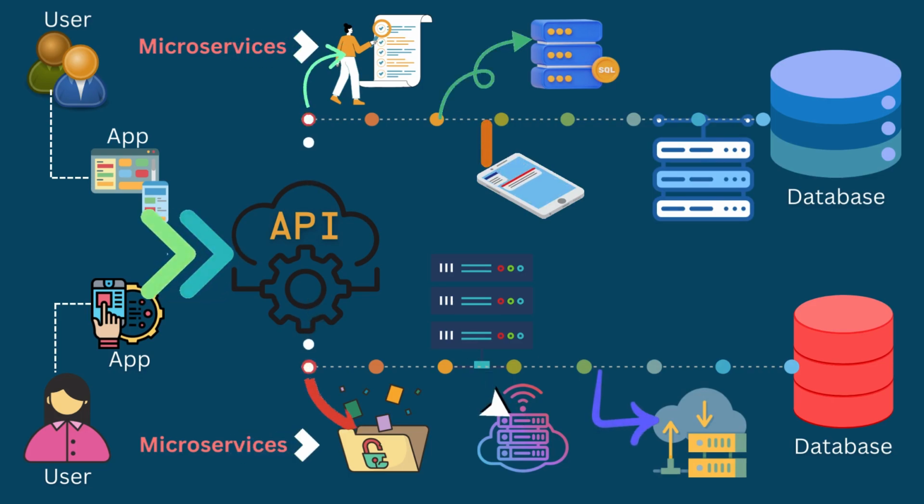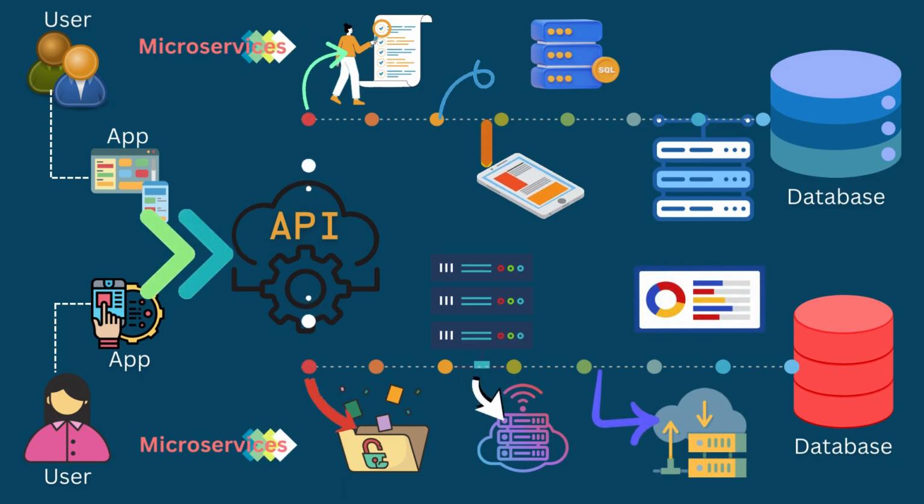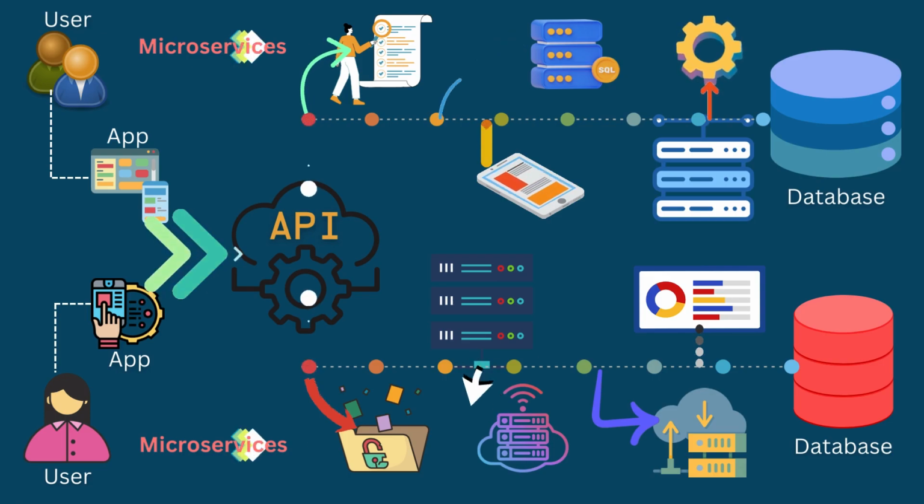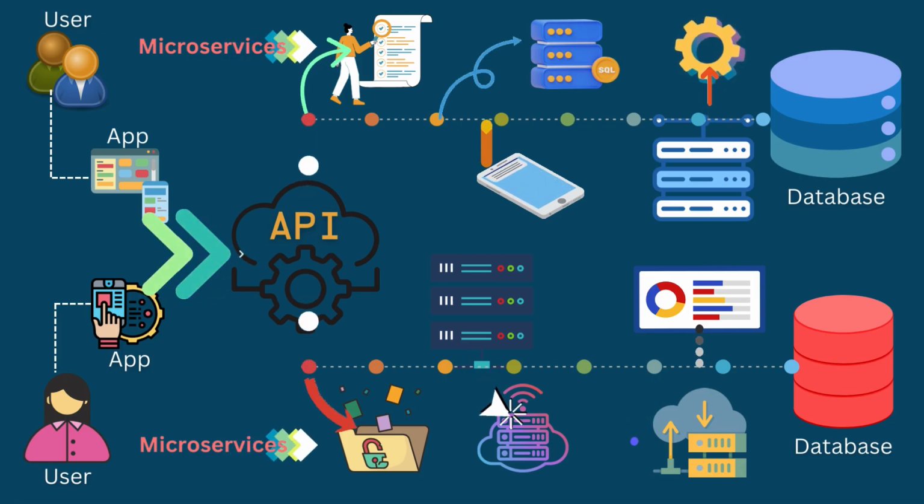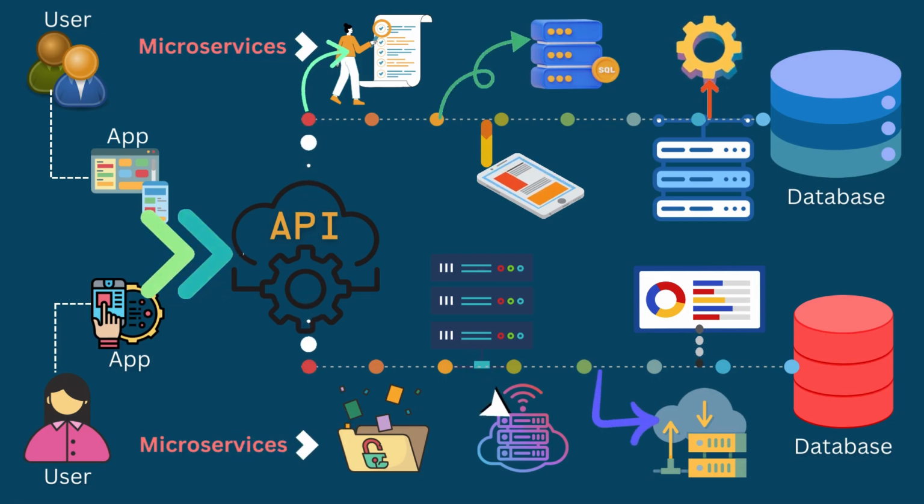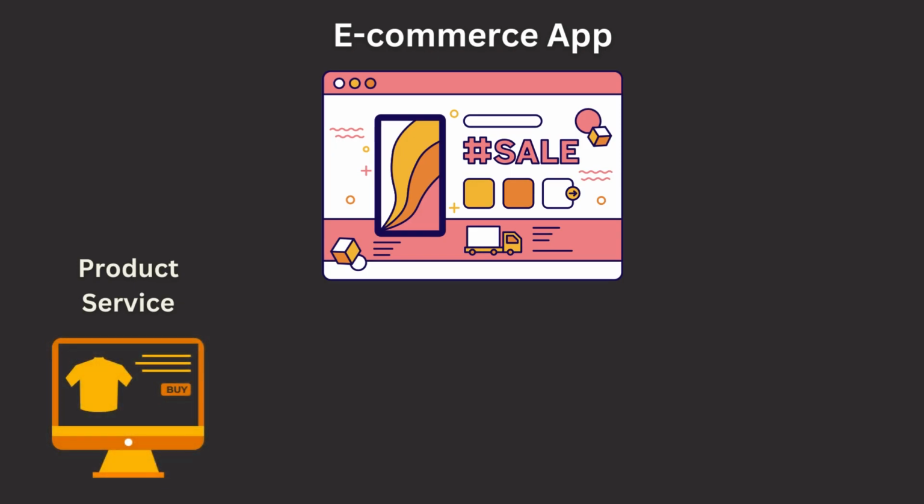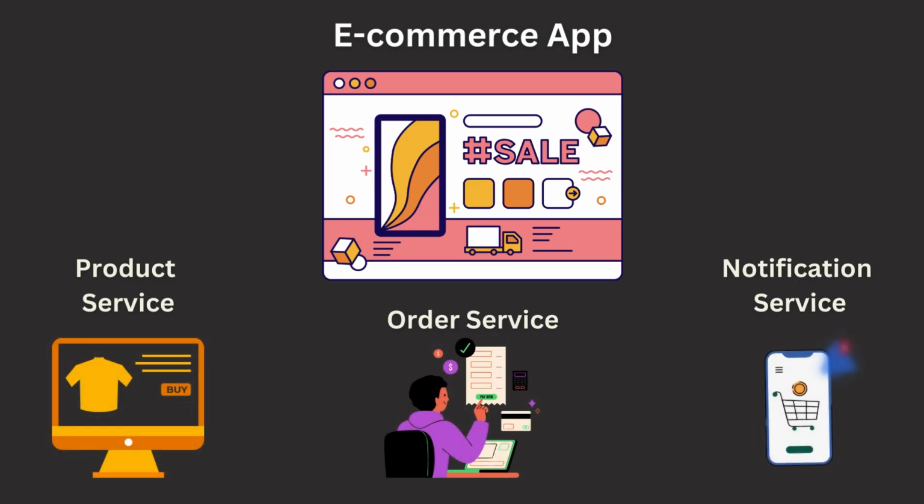Each service can be built using the most appropriate technology stack, allowing teams to leverage the right tools for the job. Now, let's dive into an example to illustrate how you can build a microservices-based application. We'll create a simple e-commerce application with three services: a product service, an order service, and a notification service.